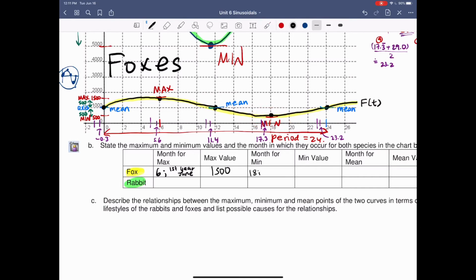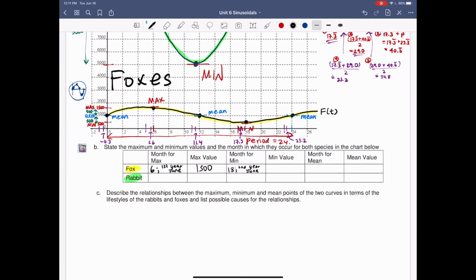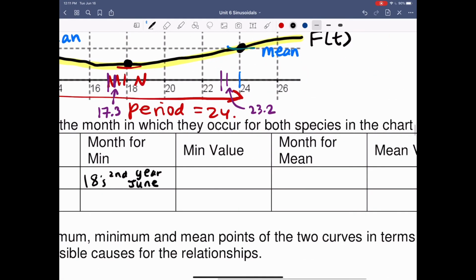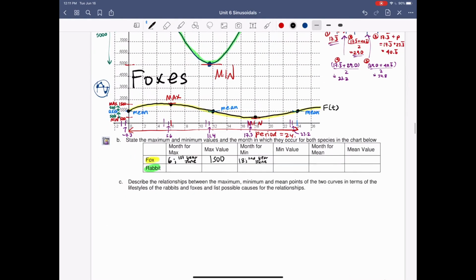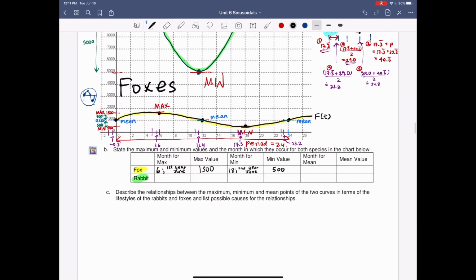For the month for min, we're going to look at this part, and it's occurring at 18. So for 18, what does that mean? It's not the first year, but the second year, June. All right, the minimum value. So when is the minimum value occurring? The minimum value has a Y value of 500.